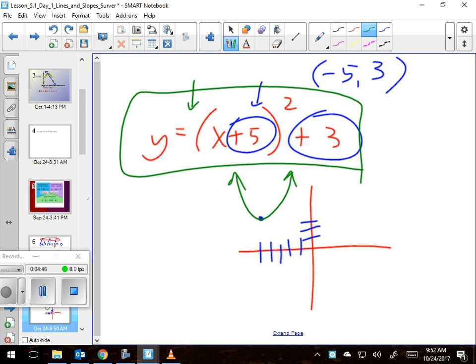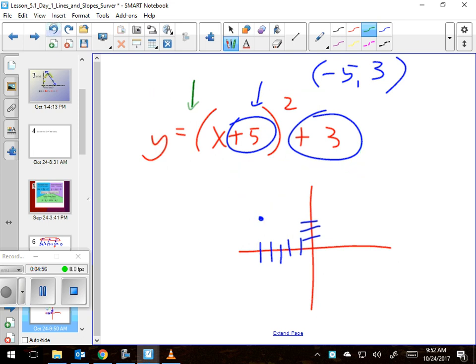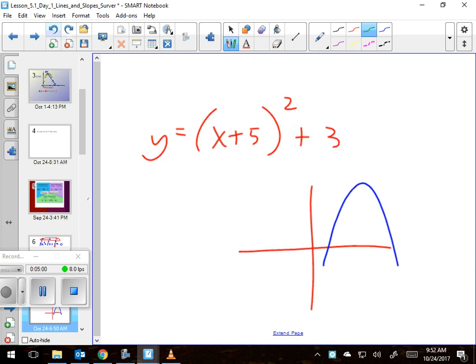The x-intercept is where y equals 0. No, it's not good for finding the x-intercepts or the y-intercepts, but it's good to find the vertex. So this form of the equation is called vertex form because it tells you the vertex super easily. Any questions about that? Okay, how about this form?